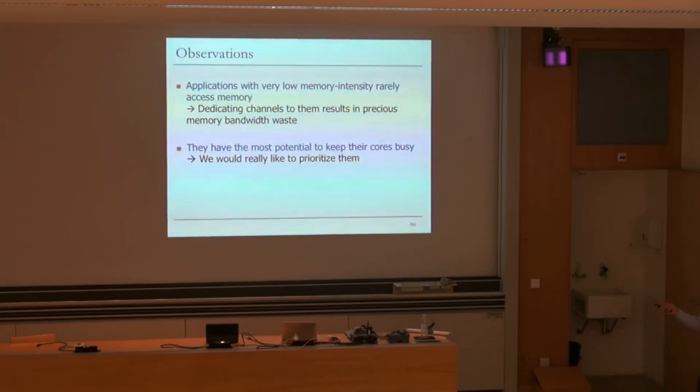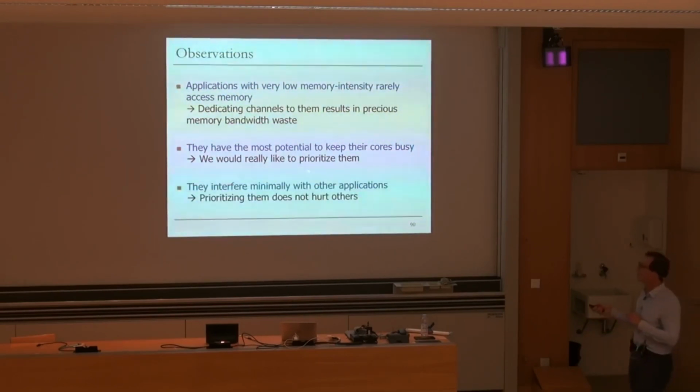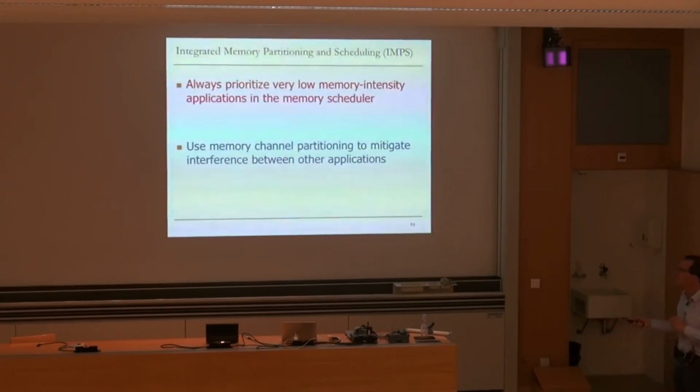It turns out these applications that have very low memory intensity also have the most potential to keep their cores busy. You would really like to prioritize them somehow, because it just has a request once in a blue moon. And if it gets delayed significantly behind some other application, it's not good. If you service it very quickly, it doesn't hurt anyone. This is very similar to the insight that we had in thread cluster memory scheduling. They interfere minimally with other applications, and prioritizing them doesn't hurt others. So the idea is very simple. Specially treat those applications: figure out what those applications are, low memory intensity, and always prioritize them in the memory scheduler.